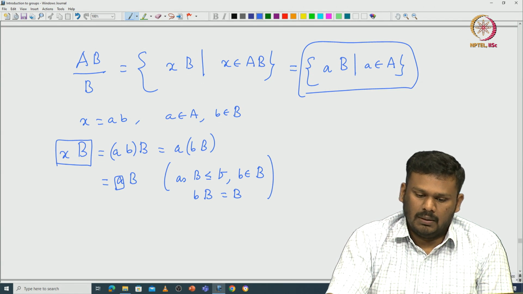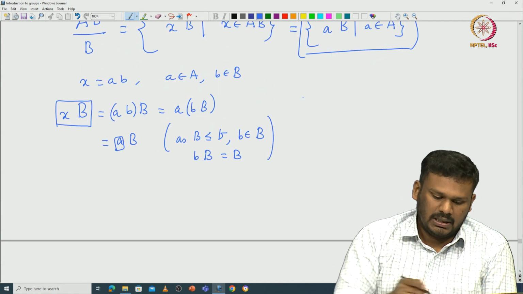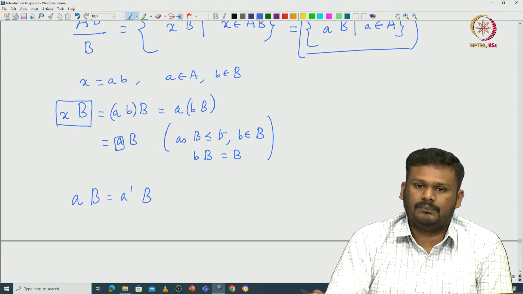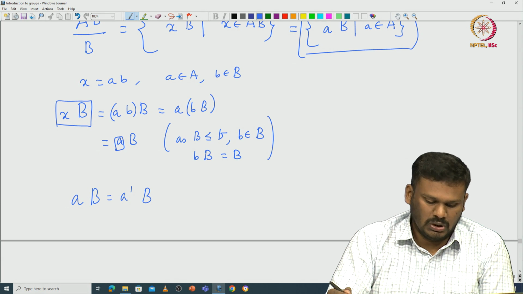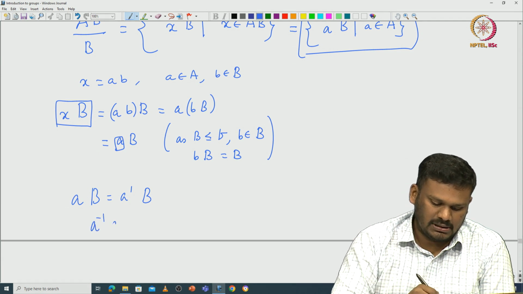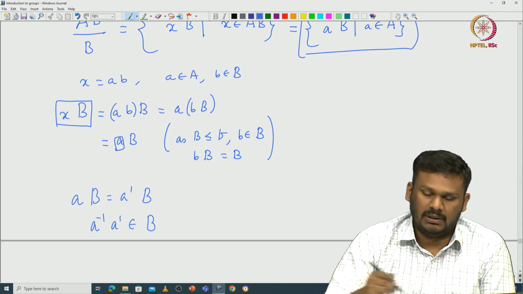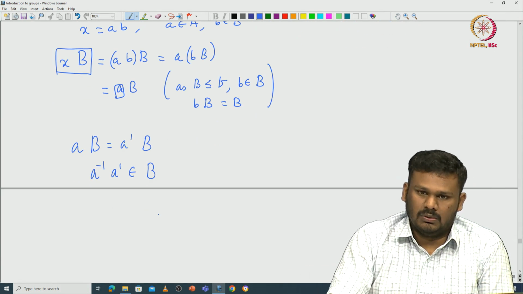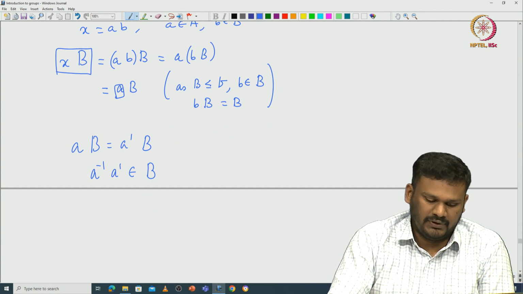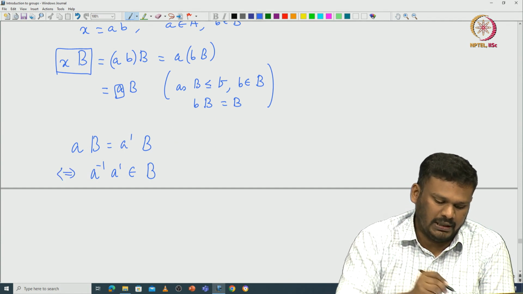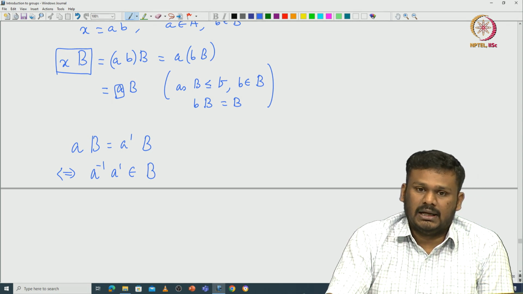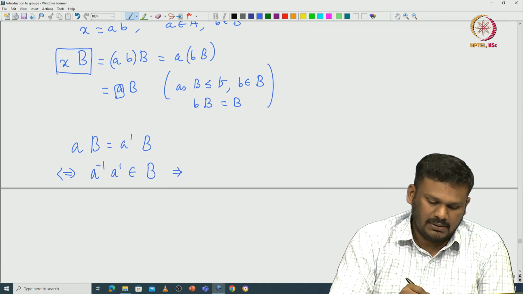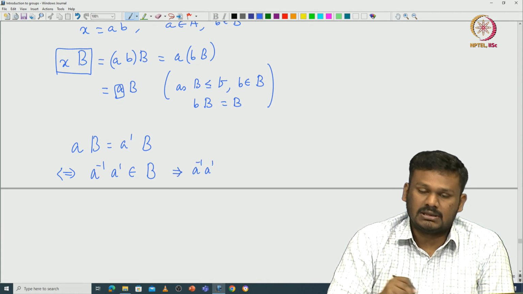Okay. But it can so happen that aB may be equal to a'B. So, in that case what will happen? a inverse a' is going to be an element of B. So, two cosets can be equal, okay, that can happen. When will it happen? It will happen if and only if a inverse a' is in capital B. But what is the meaning of this? This implies immediately a inverse a'.